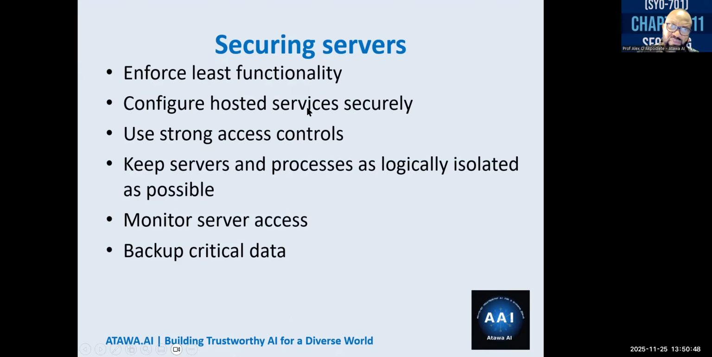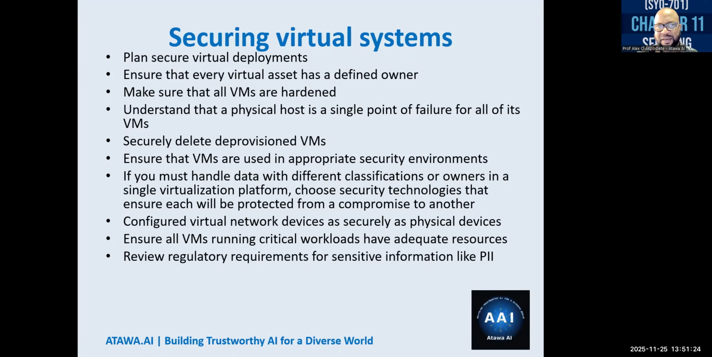So how about our servers, the devices that provide resources to other computers? Enforce least functionality, configure the services securely, and use strong access control. It says to keep them and their processes logically isolated if possible. And of course, monitor server access. That's why to get into a server room you should have biometrics, a password, and cameras looking down there. And of course, back up your critical data on your server so that you can have access to it, so we don't have a violation of the CIA triad.